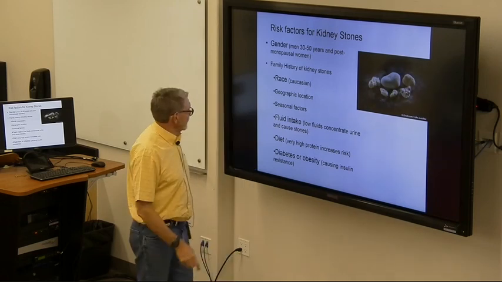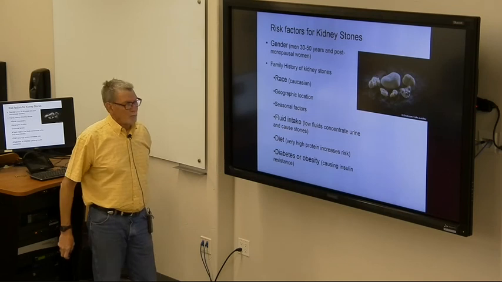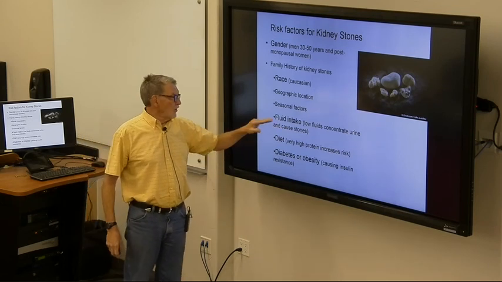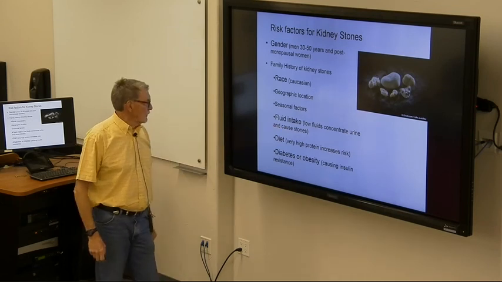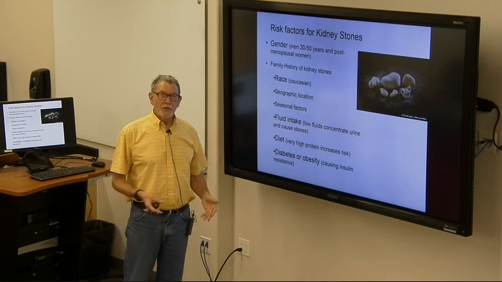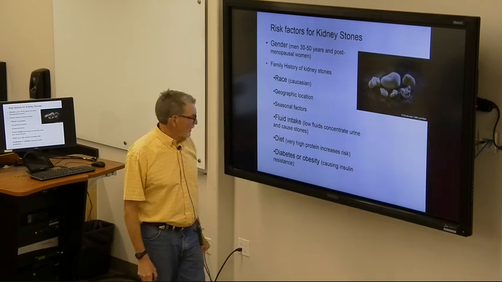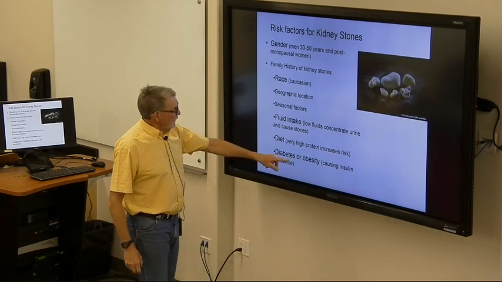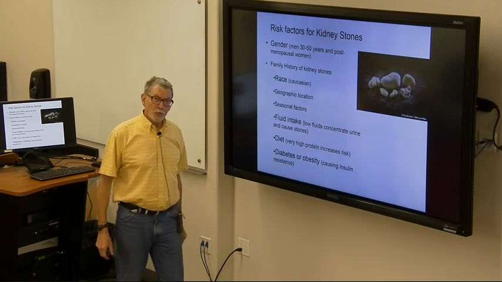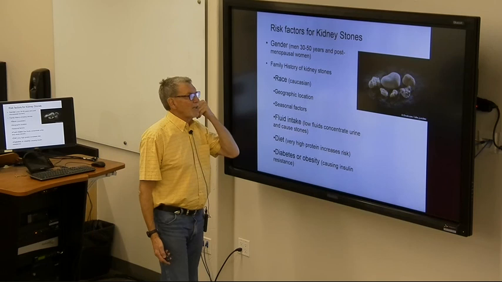more easily. Fluid intake: low fluid intakes concentrate the urine too much. Super high protein increases a variety of products that precipitate out and cause kidney stones, and insulin resistance that goes with diabetes. So these are some of the things that make people more likely to get them.